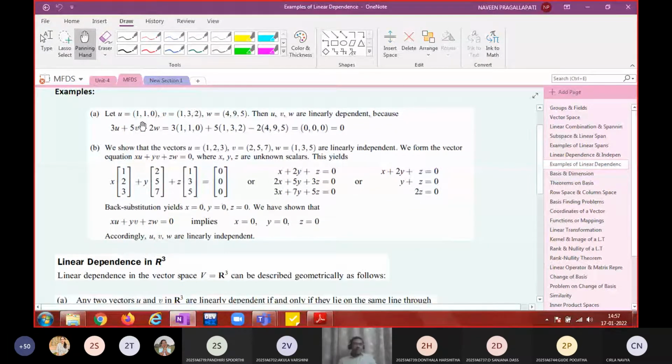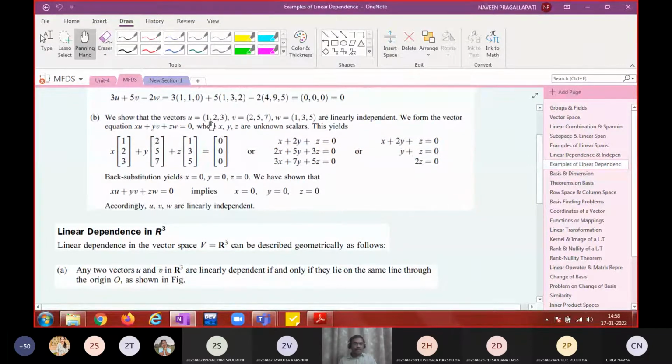If I want to check whether these sets of vectors are linearly independent or dependent, it is already given that they are linearly dependent, because we are able to find scalars 3, 5, minus 2, at least one scalar non-zero, such that the linear combination becomes zero. He has shown like that. Therefore, you can say that these three vectors are linearly dependent.